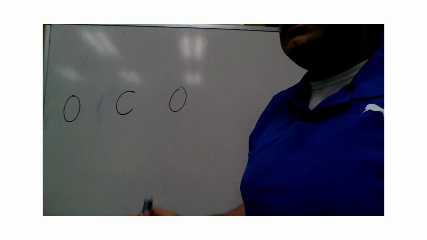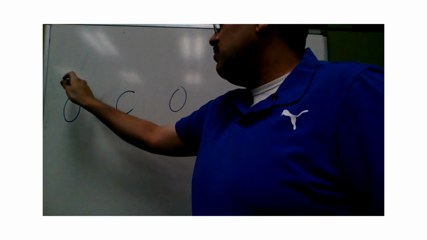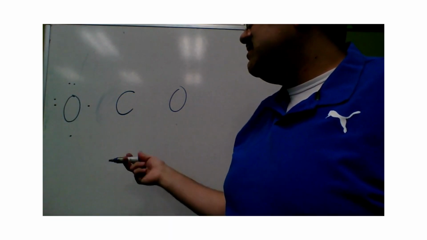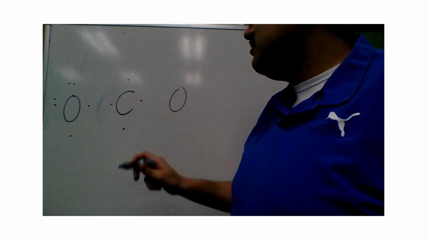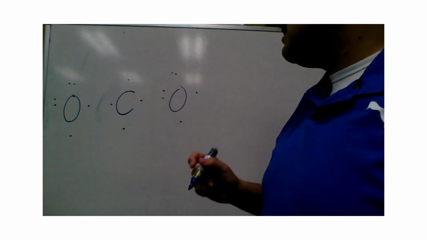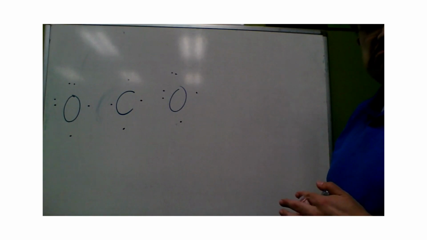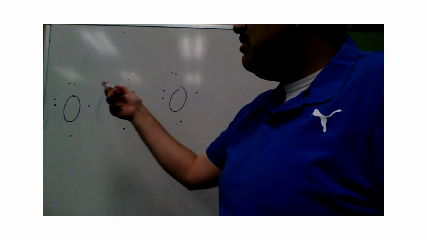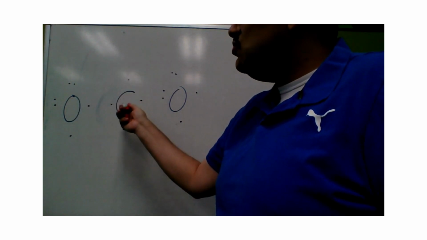Each oxygen needs to have 6. So we're going to go around. We're going to go 1, 2, 3, 4, 5, 6. Carbon needs 4. 1, 2, 3, 4. Oxygen with the 6. 1, 2, 3, 4, 5, 6. And let's start connecting people. Since he's in the middle, the oxygen should connect to that one.